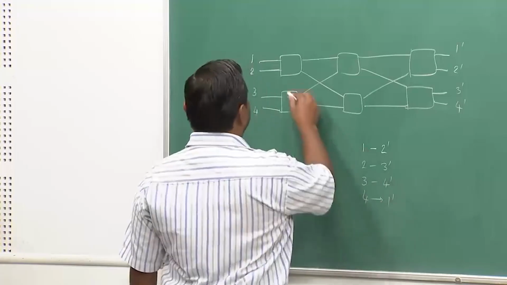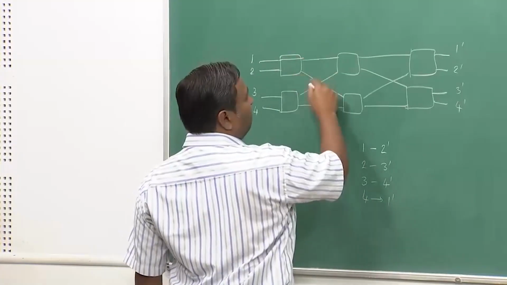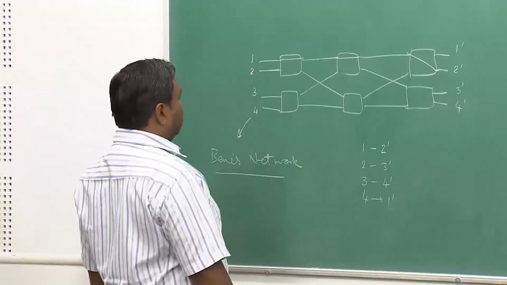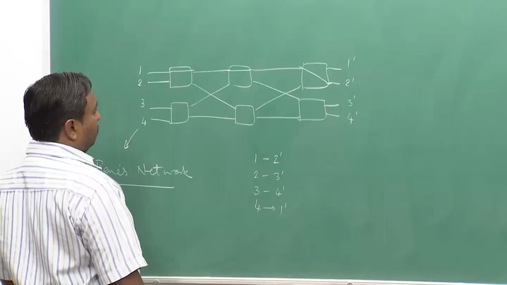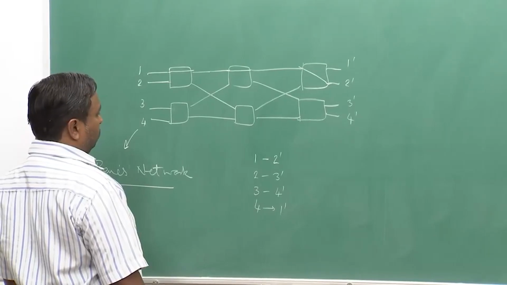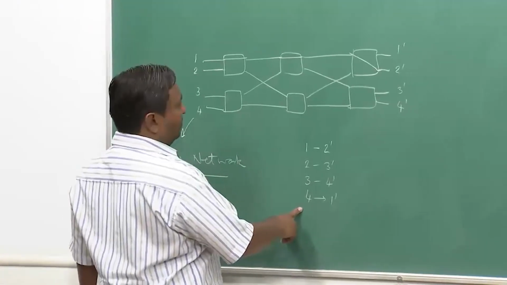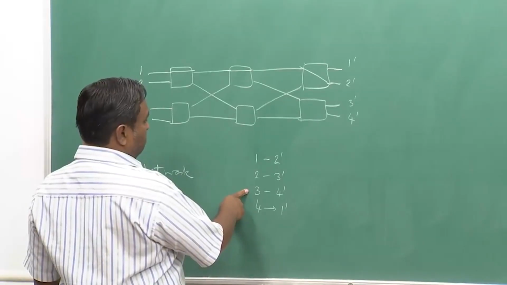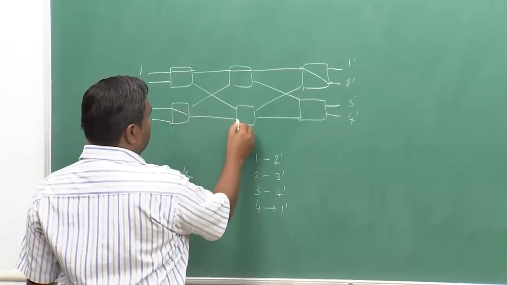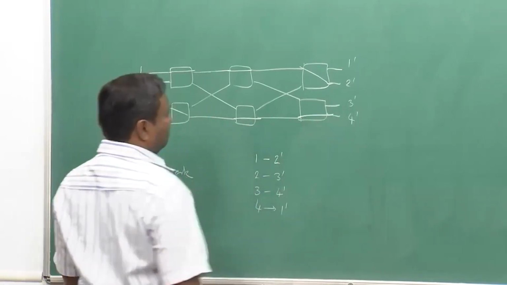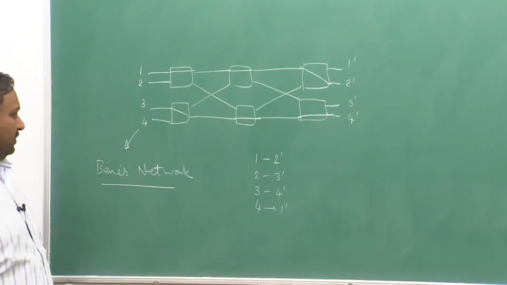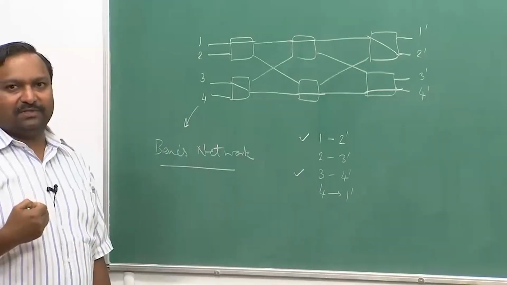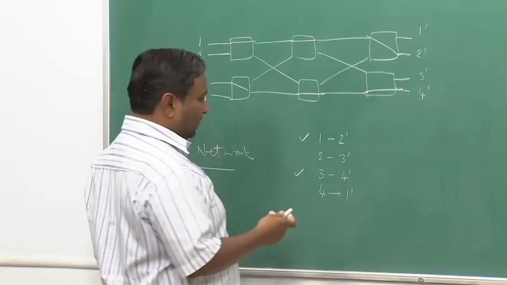So, one I can set up through upper route, okay, 4 to 1 for example, like 3 to 4 prime I can set it up in this fashion, okay. So, I have set this one up. I have done it intentionally in a certain sequence, so that you can actually see the blocking is happening, okay.